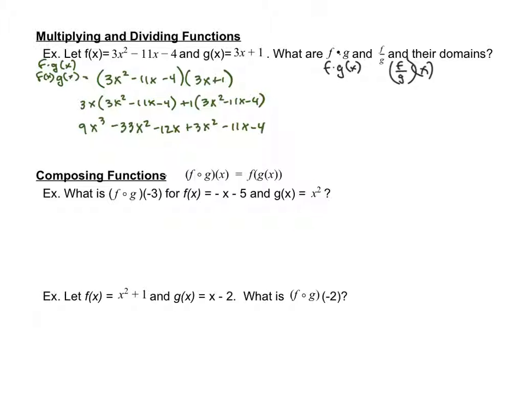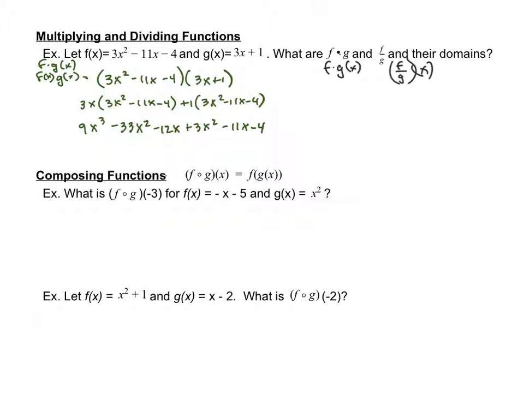When I do my distributive property, I am going to multiply 3x times 3x squared minus 11x minus 4, and then I'm going to multiply 1 times 3x squared minus 11x minus 4. Doing the distributive portion, 3x times 3x squared is 9x cubed. 3x times negative 11x is minus 33x squared. 3x times minus 4 is negative 12x. And then 1 times all of that becomes plus 3x squared minus 11x minus 4.